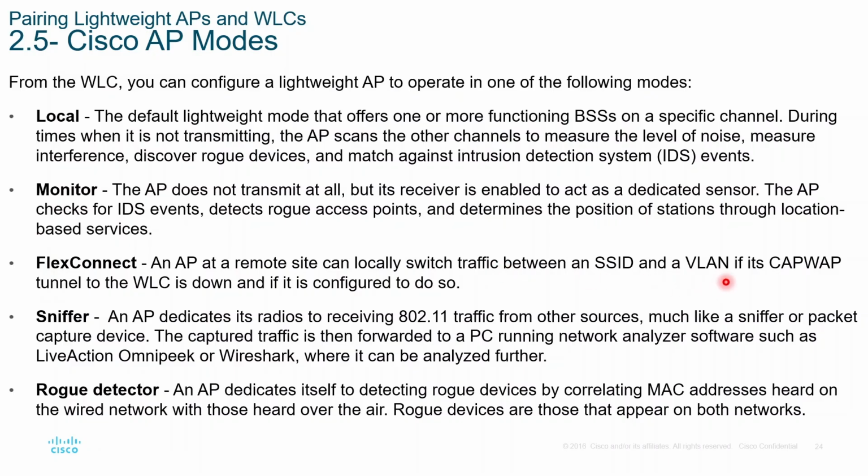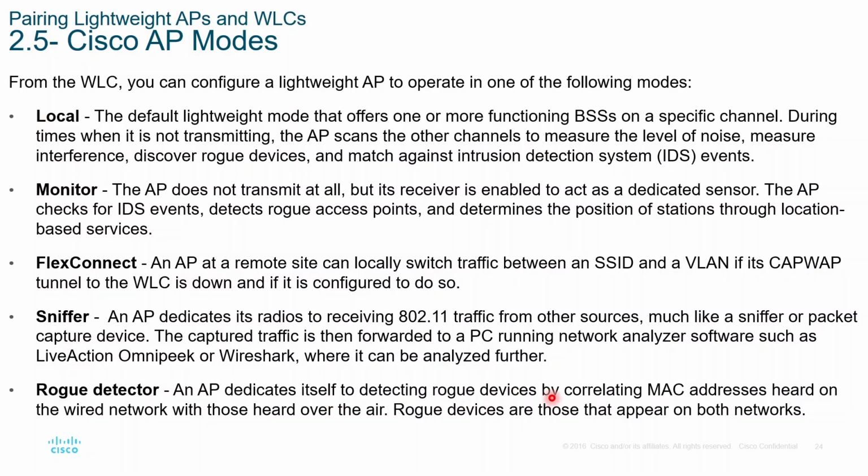FlexConnect, so what's going to happen is, if the WLAN controllers are all down, the access points are going to work independently, like the autonomous mode. It will work as an autonomous mode. And the sniffer is another mode in the access point. It picks up the users that are connected to it, and it will read all those packets, where they went and everything.